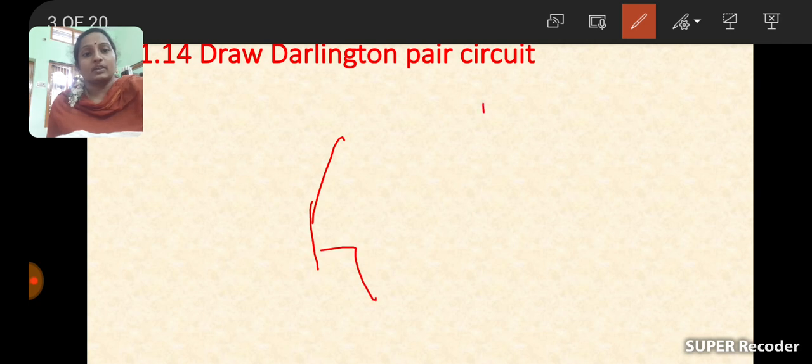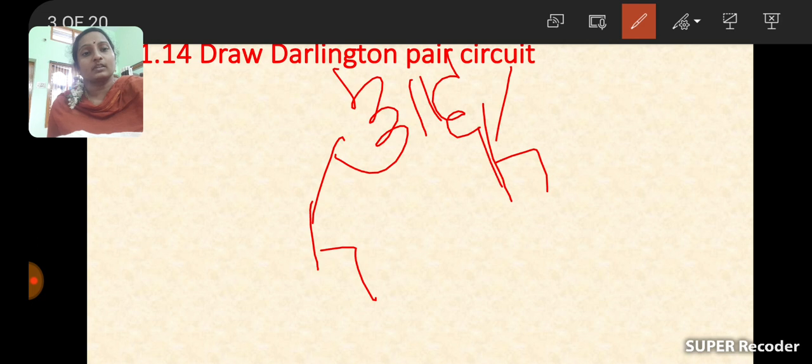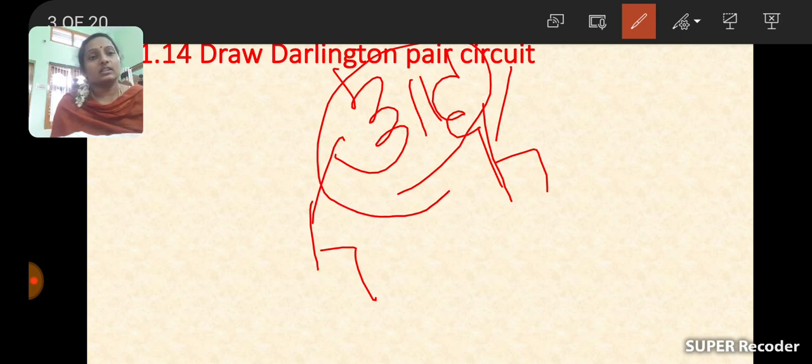Next, the transformer coupled amplifier. Everything is the same except the coupling element. Here we are using a transformer. Here also there is a resistor biasing network R1 R2, which provides biasing and stabilization, and also RE with a capacitor providing a low reactance path to the output signal. The only difference is that the transformer is placed across the coupling stage.